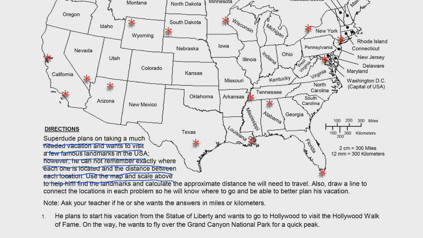Use the map and scale above to help him find the landmarks and calculate the approximate distance he'll need to travel. The key here is approximate. Approximate means estimate, not exact. So that means we don't have to be perfect when we solve these problems. We can use an estimate or an approximation. Also, draw a line to connect the locations in each problem so he will know where to go and be able to better plan his vacation.